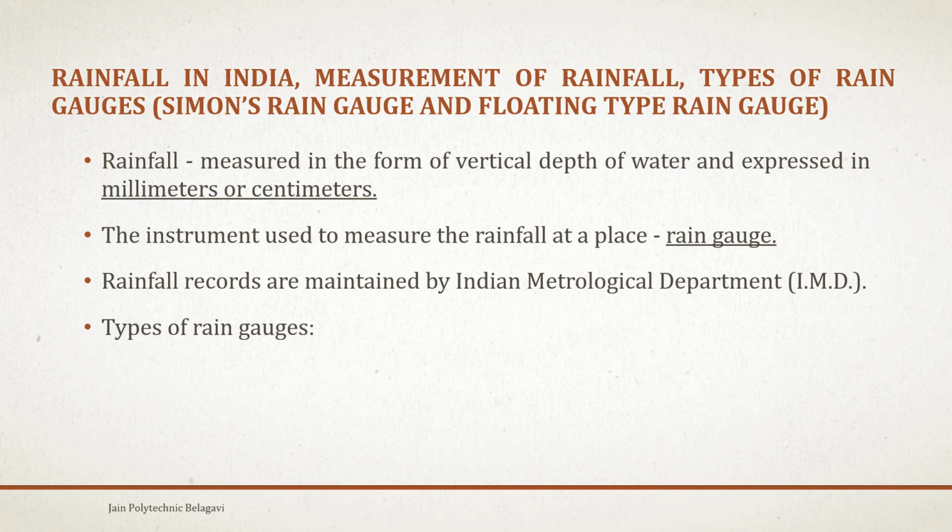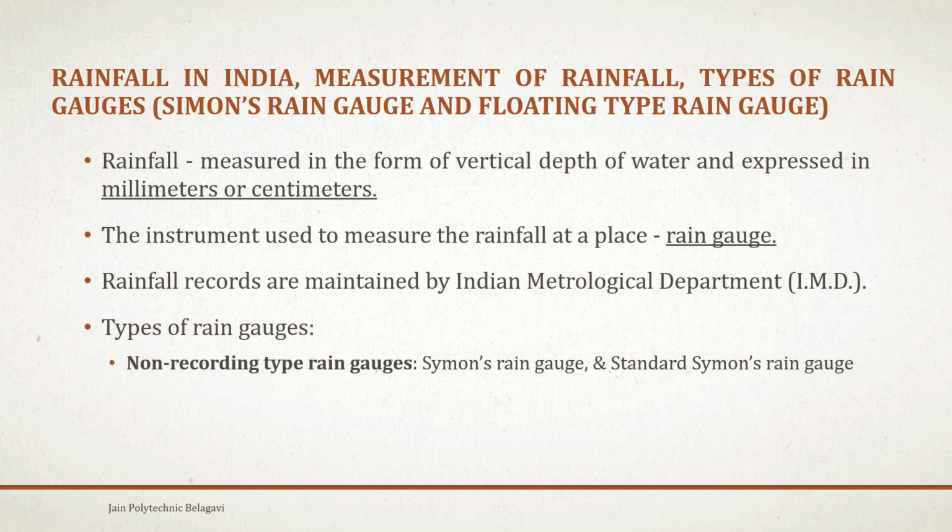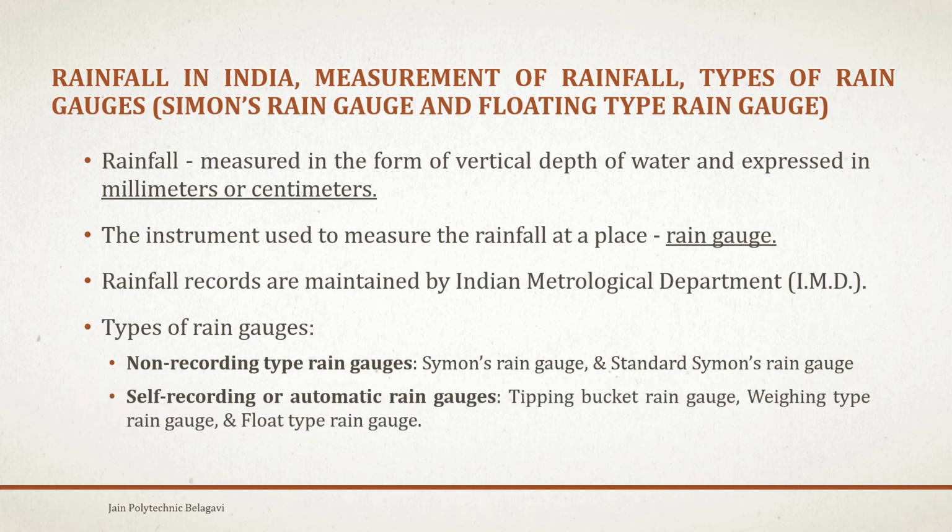There are different types of rain gauges. There are two types. One is the non-recording type rain gauge. In this, the person measuring the rainfall goes near the rain gauge after 24 hours and notes down the depth of water in a container, in millimeters or centimeters, and gives it to the department. There are two types: one is the Symons rain gauge and the upgraded one, the standard Symons rain gauge. Similarly, there is one more type, the self-recording or automatic rain gauge.